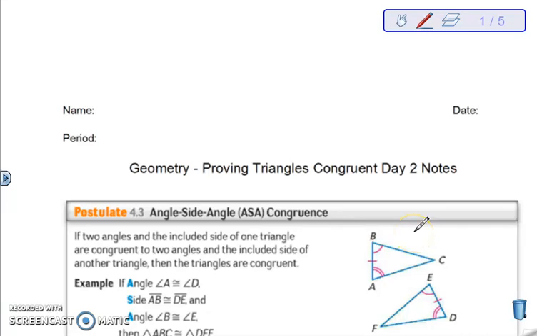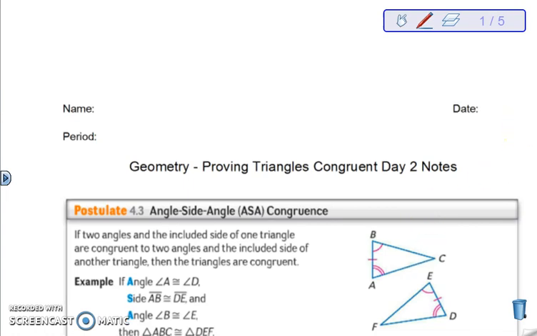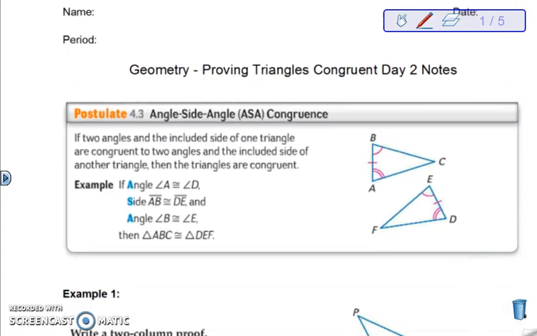All right, welcome. We are looking at day 2 of proving triangles congruent. So this is going to be very similar to what we did last time. We're just going to be expanding it to look at 2 extra little rules that we can use to prove that our triangles are congruent.